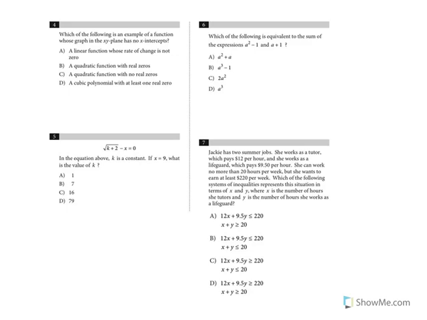Which of the following is an example of a function whose graph in the xy plane has no intercepts? Okay, so just an understanding of graphs. A linear function whose rate of change is not 0. Well, let's look at that. If its rate of change is not 0, that means the slope is not 0. Since it's a line, it goes forever in both directions. I didn't mean to make it go through the origin. Our slope is either positive or negative. So of course a line, if the slope is non-zero, it's going to have one x-intercept.